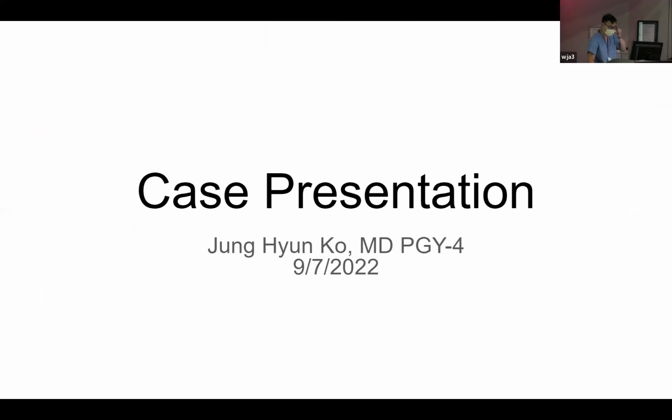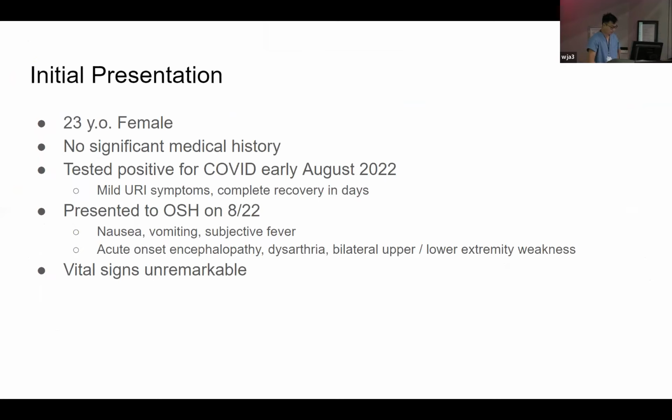Okay, so for the case presentation today, I'm going to talk about a case on the general neurology service a couple of weeks ago. This is a 23-year-old female, very healthy, who just had a mild COVID illness in early August, with a couple of days of runny nose and mild URI symptoms.